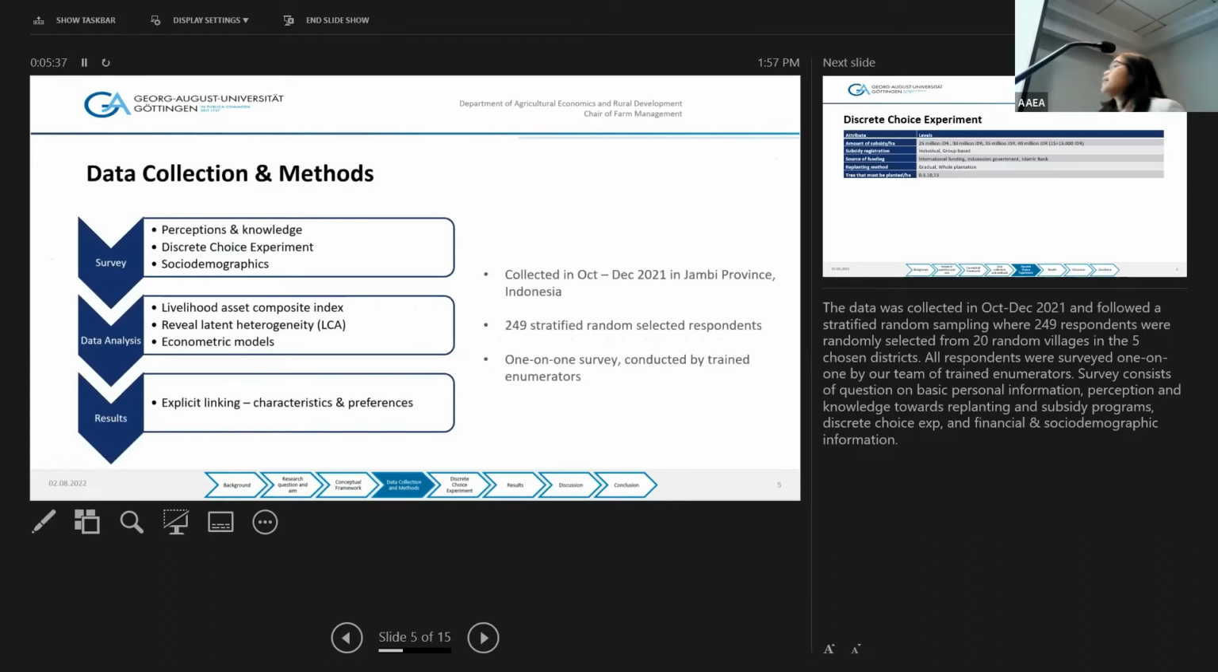The data was collected at the end of last year in Jambi province, Indonesia, where we interviewed 249 oil palm smallholder farmers. We did a survey with questions on perceptions and knowledge, a discrete choice experiment to elicit their preferences in a replanting subsidy program, and questions on socio-demographics. For the data analysis, we did two steps. The first step is to create the livelihood asset composite index. Then we use this index to reveal the latent heterogeneity with latent class analysis. After we have the clusters, we analyze the econometric model for each of the latent classes.